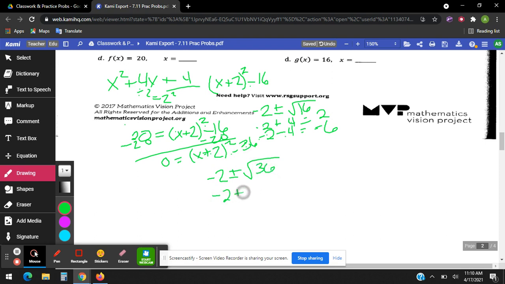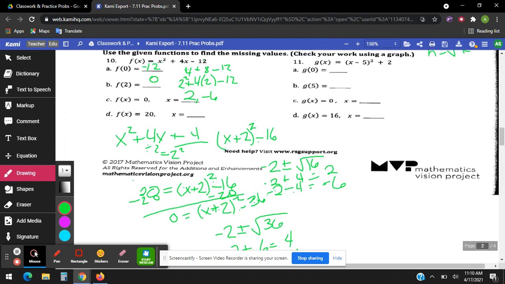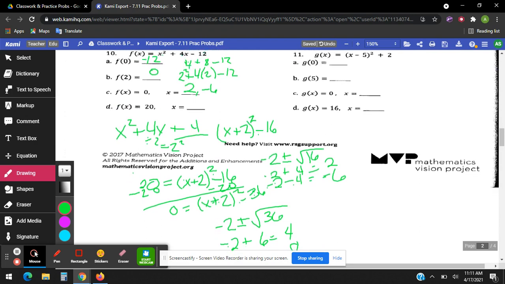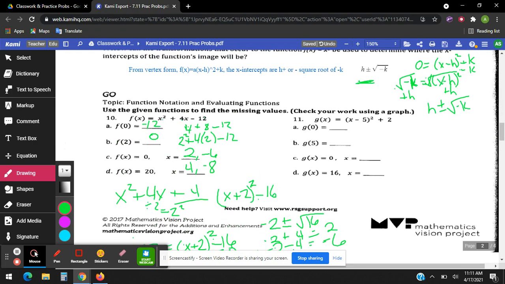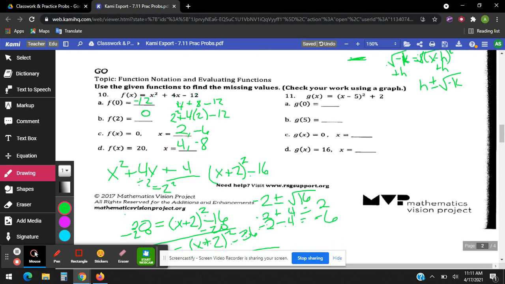So I have negative 2 plus 6, negative 2 minus 6. So negative 2 plus 6 is 4, negative 2 minus 6 is negative 8. So these happen to work out nicely. 4, negative 8. We're not going to worry about the quadratic formula quite yet. All right, on this guy, we have g of x equals 0, or g of 0. So 0 minus 5 is negative 5 squared is 25. 25 plus 2 is 27.